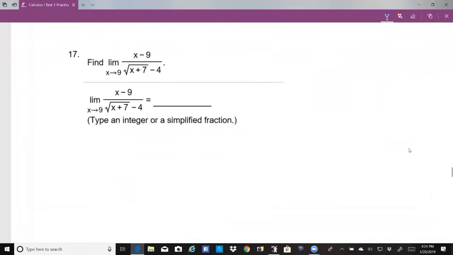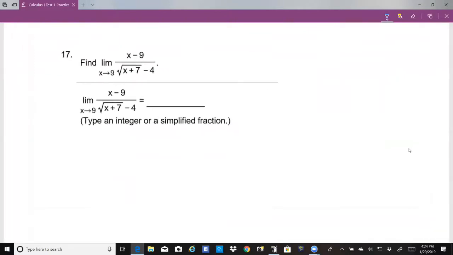Number 7 is one of those where, if you plug in x equals 9, you get 0 over 0. So we have to use some technique for simplifying the expression. In this particular case, when you have a radical minus a number, it's probably a good case in which you want to take the radical conjugate and multiply it, the numerator and the denominator, and see if you get some simplification.